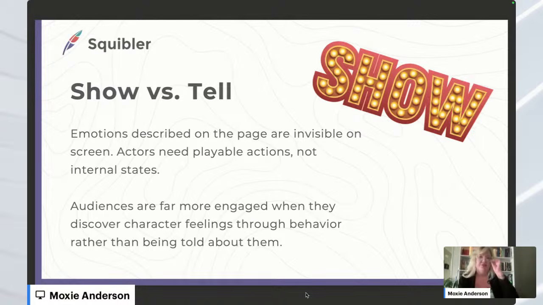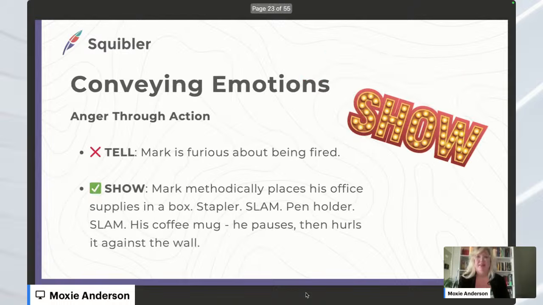So emotions that you describe on the page are invisible on the screen, as we've just said, and actors need playable actions. So it's really important to make sure that you're thinking not just like a filmmaker, but as an actor as well. So some ways to do this: showing, not telling. One way of conveying emotions is to show anger through action. So instead of something like "Mark is furious about being fired," think about what people do when they're really angry.